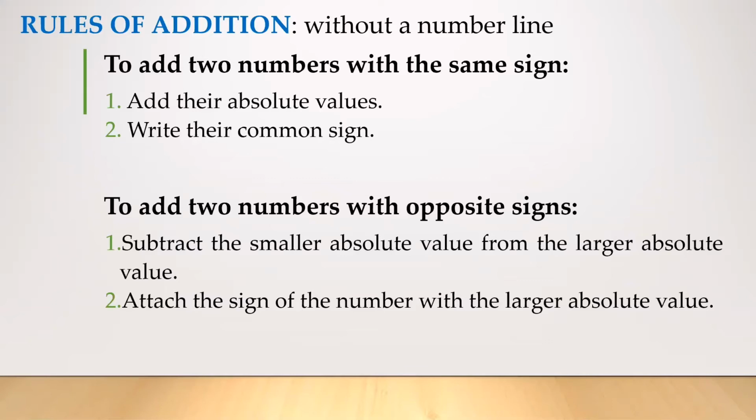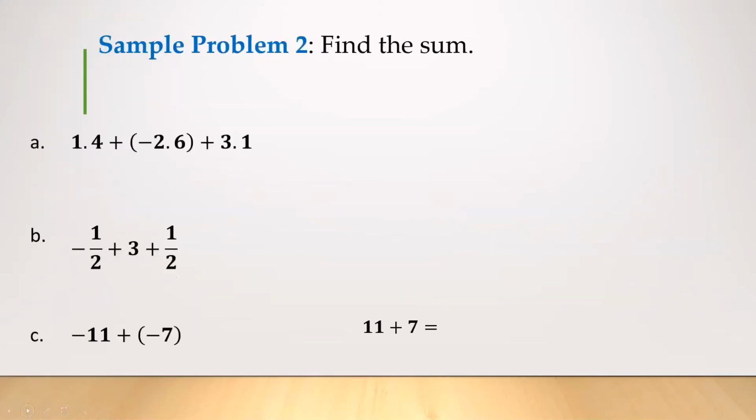Now what happens is when my signs are opposite, so 1 positive, 1 negative, I'm basically going to subtract their absolute values. Remember, the absolute value is just the number. No sign, not positive, not negative. But after I've subtracted them, I then write the sign of the number with the larger absolute value. So let's go see what that looks like.